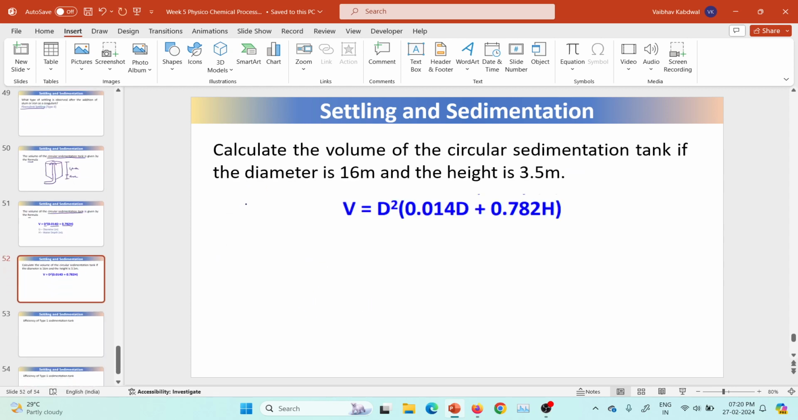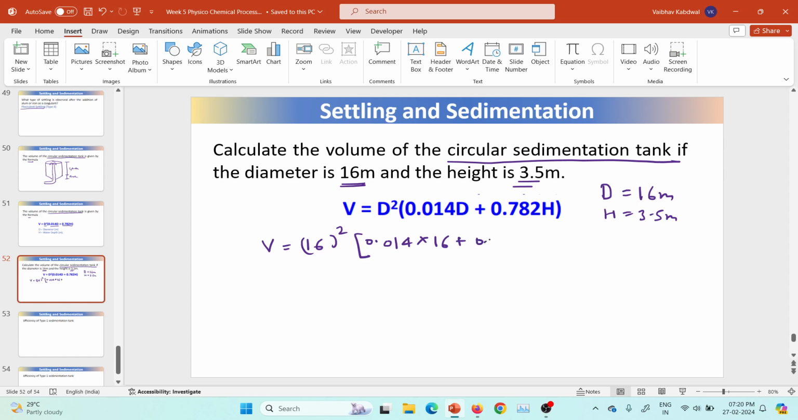Now we have to solve one question. Calculate the volume of circular sedimentation tank if the diameter is 16 meter and height is 3.5 meter. We just have to put the values here. D is the diameter, so diameter is 16 meter and height is 3.5 meter. So it will be 16 squared (0.014 into 16 plus 0.782 into 3.5). How much will be the value?